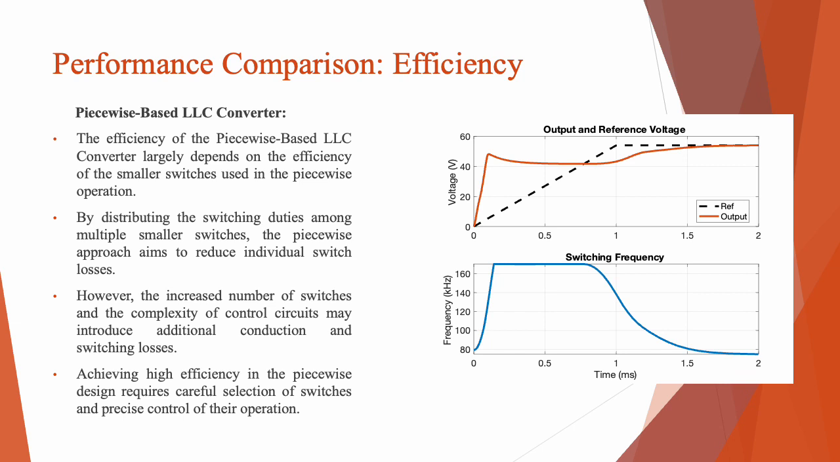And here, as you see, the results of the output and the reference voltage. The red line denotes the output voltage, and the dotted line with the black color represents the reference voltage. First, our output voltage goes higher than 40, and after that it remains constant as shown in the figure. And the lower figure is about the switching frequency, which we can see is at its maximum between 0.2 second and 1 second, and after that it decreases.